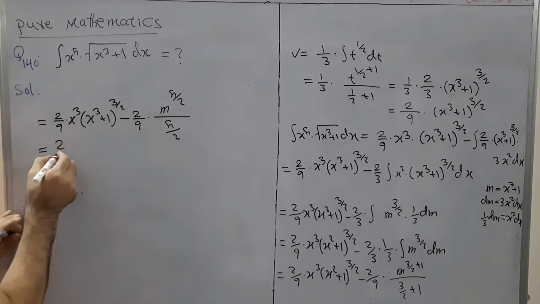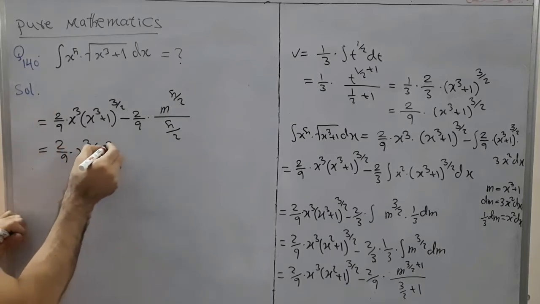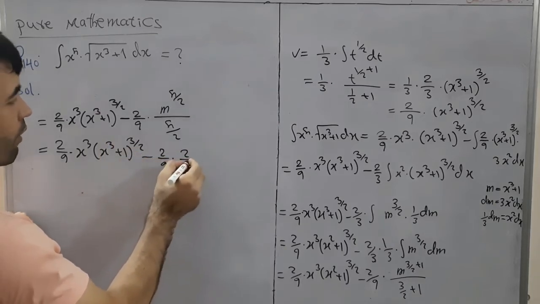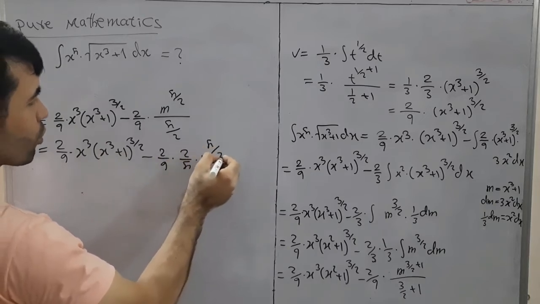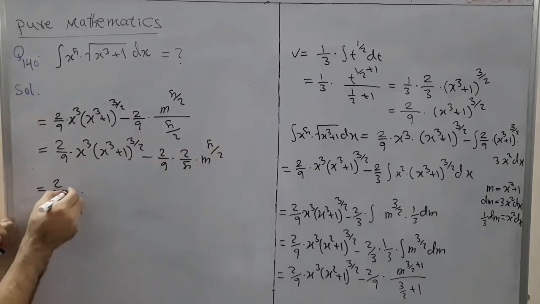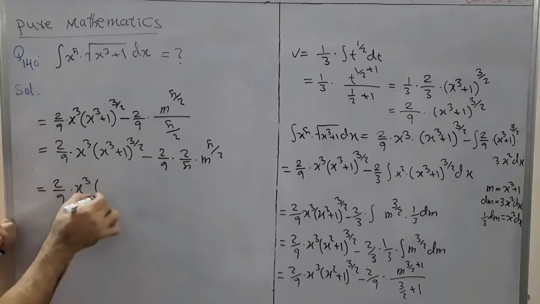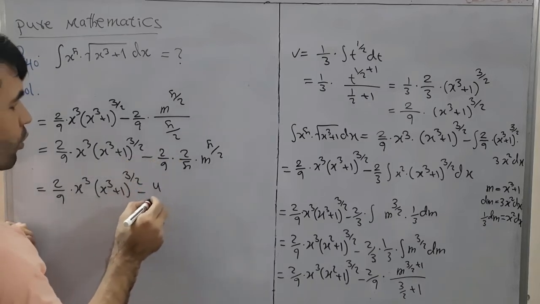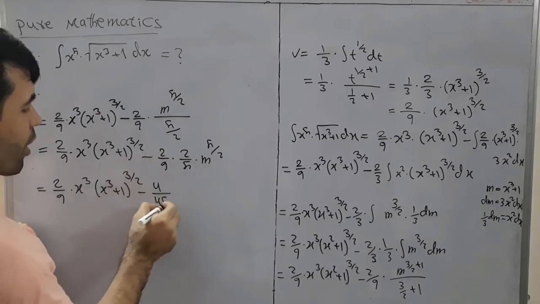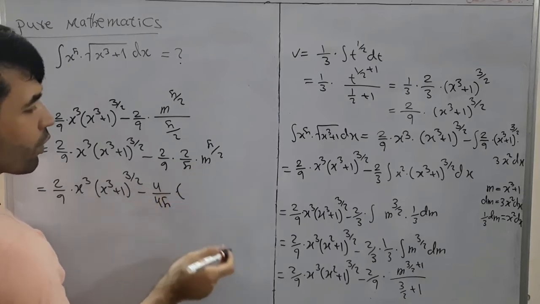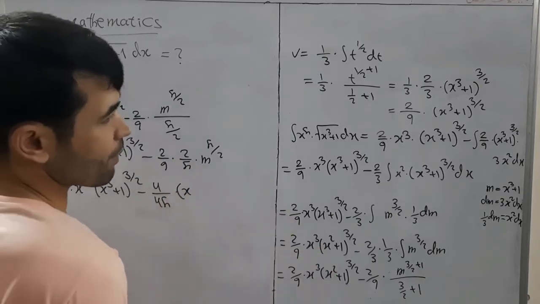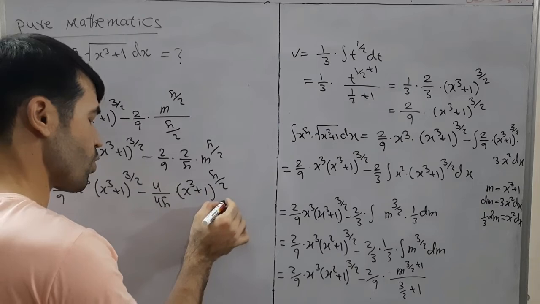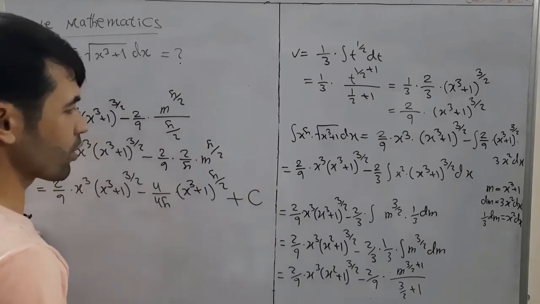It is equal to 2 over 9 into x cube plus 1 whole to the power 3 over 2 minus 2 over 9 into 2 over 5 into m to the power 5 over 2. It is equal to 2 over 9 into x cube plus 1 whole to the power 3 over 2 minus 2 multiplied by 2, 4, over 9 multiplied by 5, 45, into, instead of m, we can write the value of m: x cube plus 1 whole to the power 5 over 2. We can add c, it is a constant.